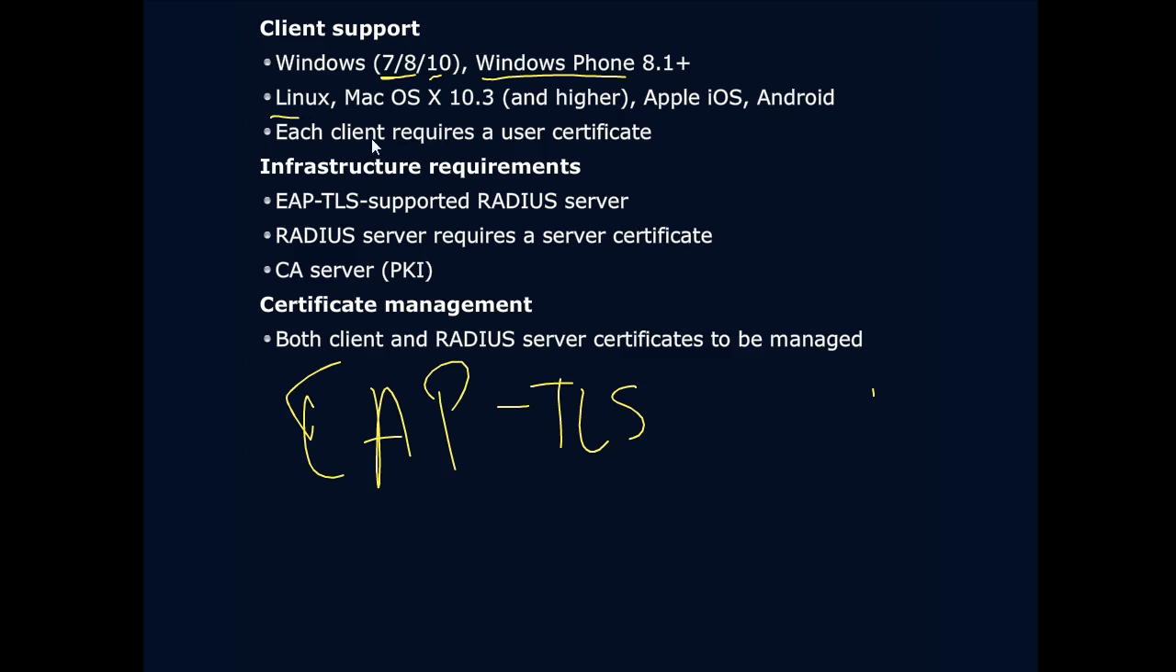We also have Linux and Mac OS X. Mac OS X also has EAP-TLS. Apple iOS, so if you have your iPhone, that does have EAP-TLS available as well. Android. And what this does is each client has those user certificates that we need to get things done native to those operating systems. So everything's installed and ready to go.